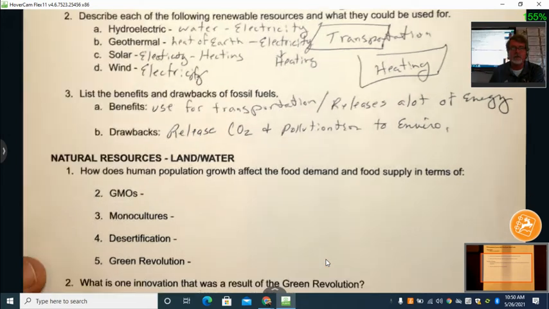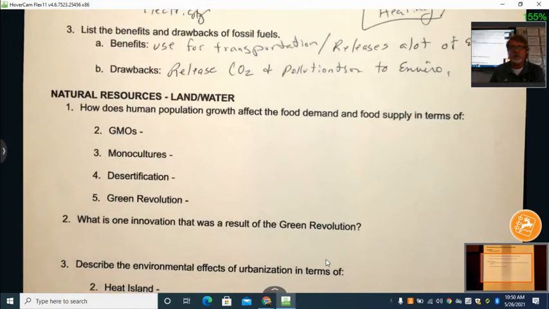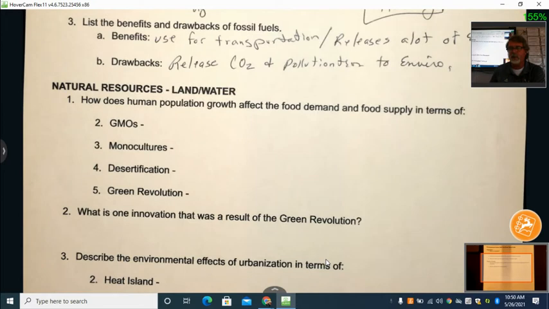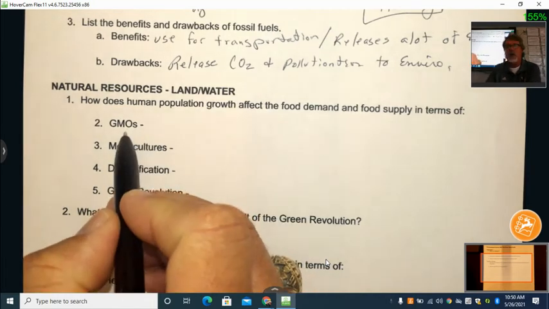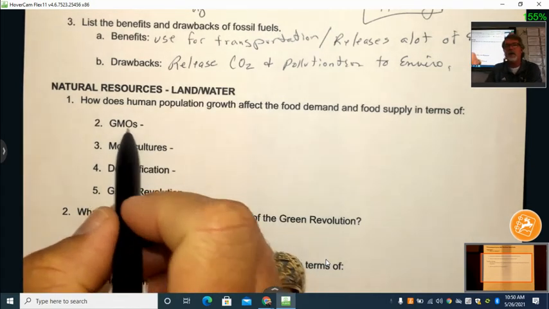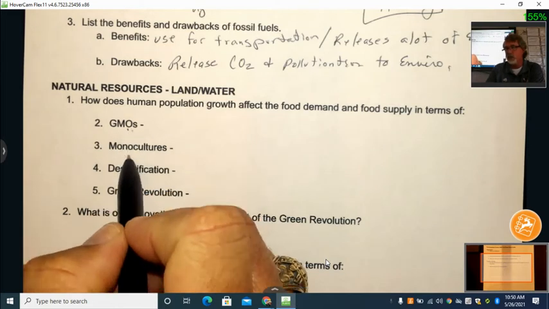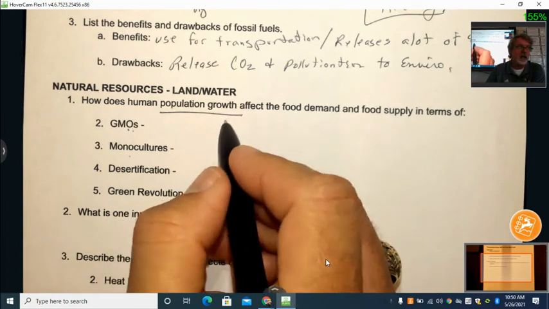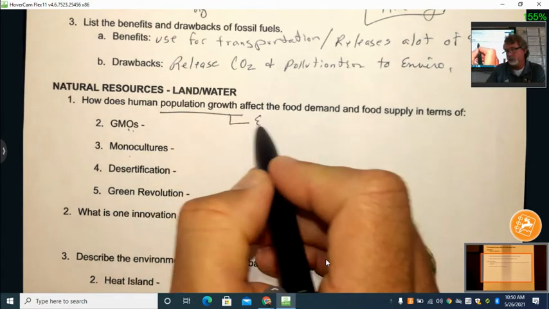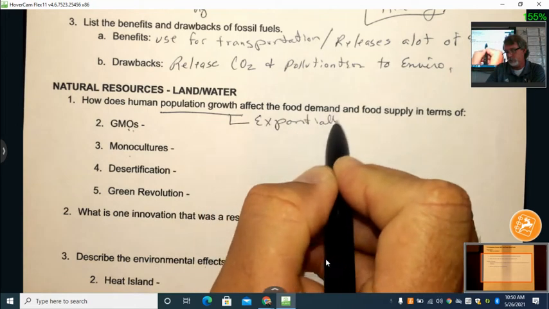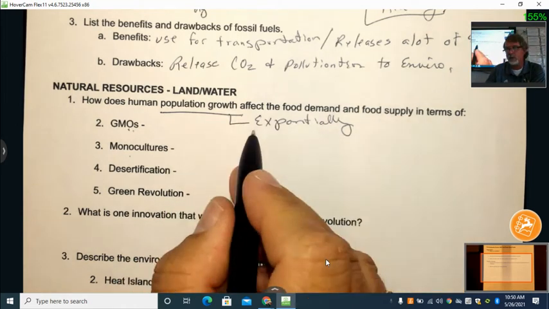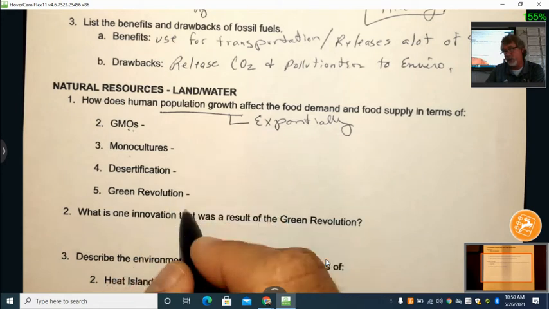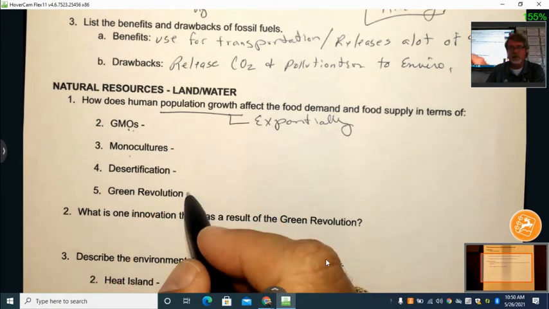All right, guys, y'all know that. All right, some land, water, and natural resources. Okay, so how does human population growth affect the food supply and food demand in terms of GMOs? So, GMOs is genetically modified organisms. Why did we do GMOs? Why did we monoculture? Why did we do all of these things? Population growth. How is our population growing? Linear or exponentially? Exponentially. So it's growing extremely quickly. Therefore, we need more food, better food, in shorter amount of time. So that's what we've done here, okay?